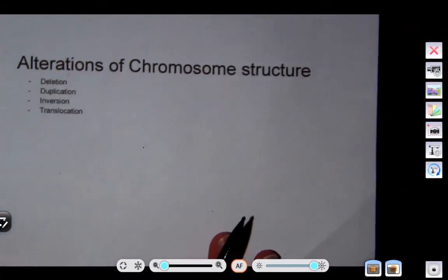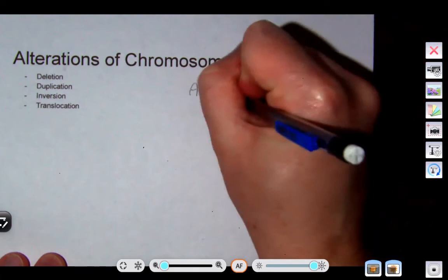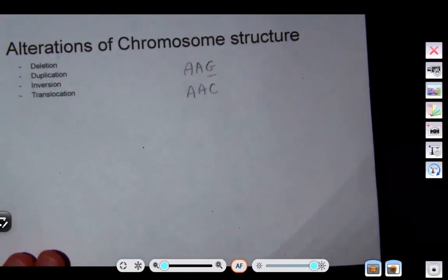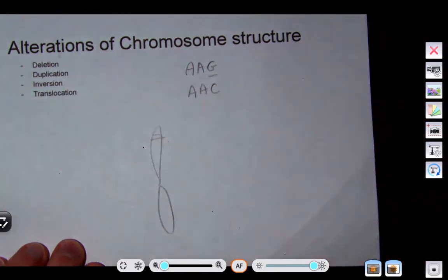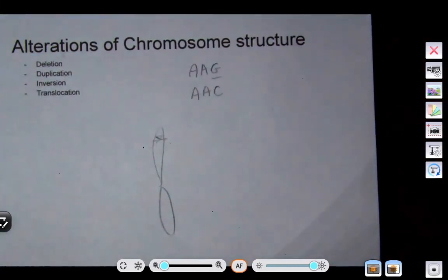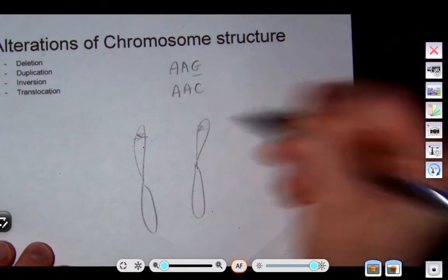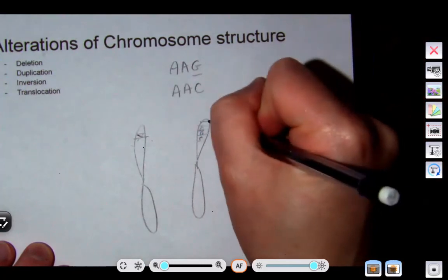The last thing I wanted to mention is the alterations of chromosome structure. This isn't actually a mutation so much as it's a change in the whole chromosome. So a mutation is like a small change in the DNA, where like a G has a substitution mutation to AAC. That's a mutation. These are alterations of chromosome structure. This is taking an entire chunk of chromosome and deleting it, just getting rid of it, okay? Or a duplication, where you take a chromosome and you make an extra copy of like the A part, and it's really hard to see.